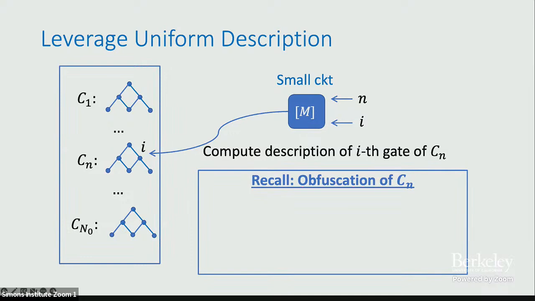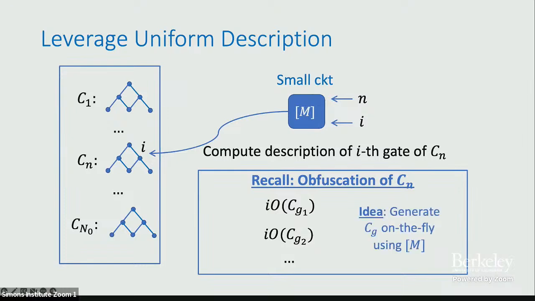So let's first recall how we obfuscate the circuit Cn. What we did is take each gate in the circuit Cn and use I/O to obfuscate each gate, obtaining circuits Cg1, Cg2, etc. And our idea is to leverage this uniform description circuit to generate the I/O obfuscation of each Cgi.